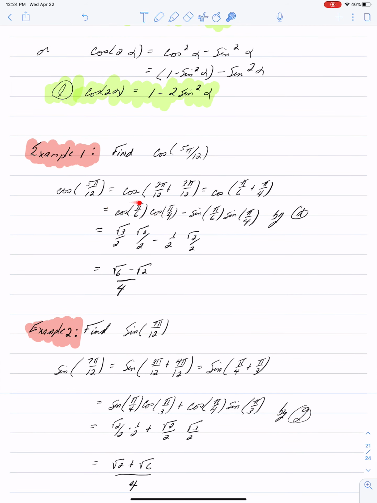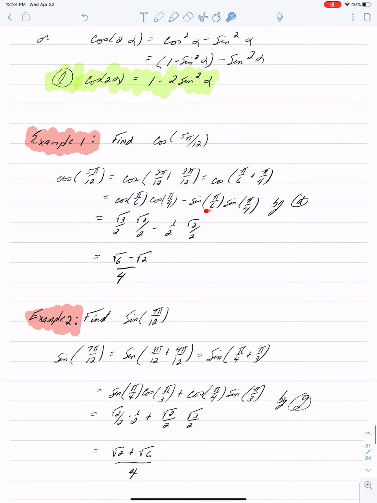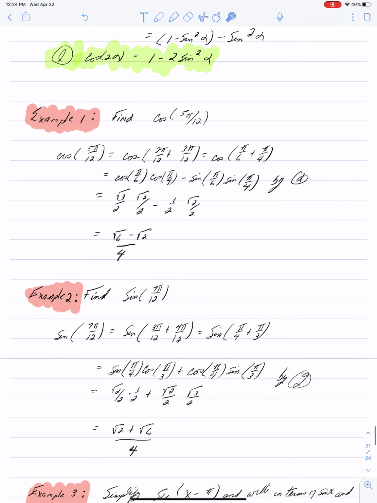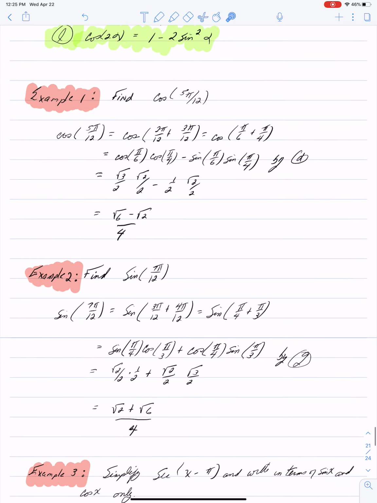Now, these should be values you're familiar with. Cosine pi over 6, root 3 over 2. Cosine of pi over 4, root 2 over 2. Sine of pi over 6 is a half. Sine of pi over 4 is root 2 over 2. If you clean things up, this is root 3 times root 2 all over 4. That's root 6 over 4. And this is 1 times root 2, so I get root 2 upstairs, 4 downstairs. Bottom line is square root of 6 minus the square root of 2 all over 4.